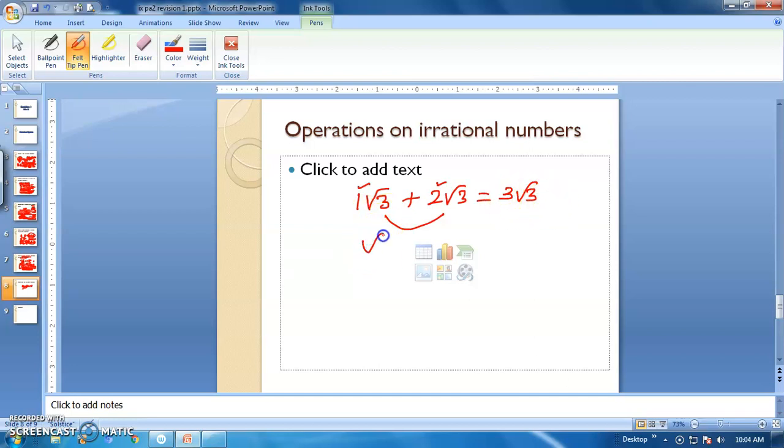Okay. What about this one? Root 3 plus root 2. These two numbers are different irrational numbers. So it is not possible to add. You should write it as it is only. It is not possible to simplify. Okay. And what about this one?